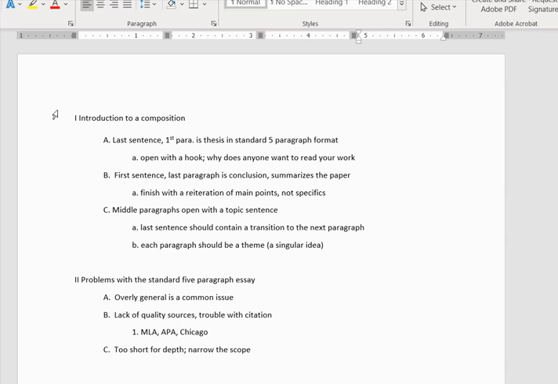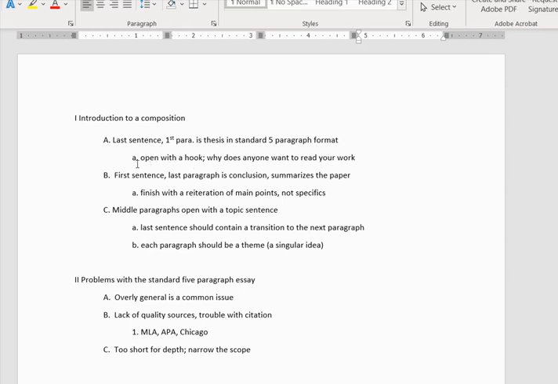So I'm going to start with Introduction to a Composition, and then in the capital letter A, I'm going to look at whatever that first thing is that I want to talk about. And I want to talk about a standard 5-paragraph format, and the first paragraph is the thesis. Then I have the next part. These would become the sentences that follow the topic sentence. So if the thesis is the last sentence, then what goes at the top of that first paragraph? Well, that's your hook. Why does anybody want to read this work?